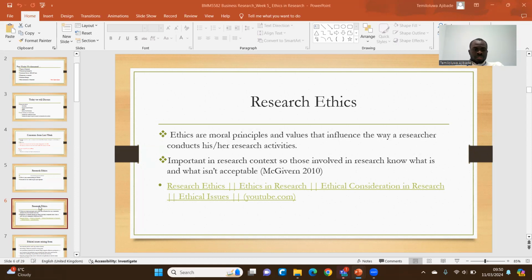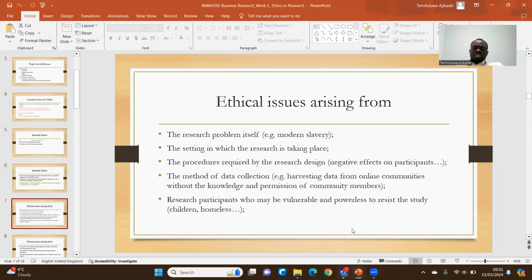Now, going forward, we would say there are some ethical issues that arise from research. Now we have a list of ethical issues. Well, the first point here is that the research problem itself can be an ethical issue. So as researchers, you need to be careful. Looking at, for instance, when you are doing research on modern slavery, you know that slavery itself has ethical issues surrounding it. Now, another ethical issue is the settings in which the research is taking place. The research settings, sometimes researchers need to be careful to ensure that they are not breaking ethical rules when it comes to conducting their research.